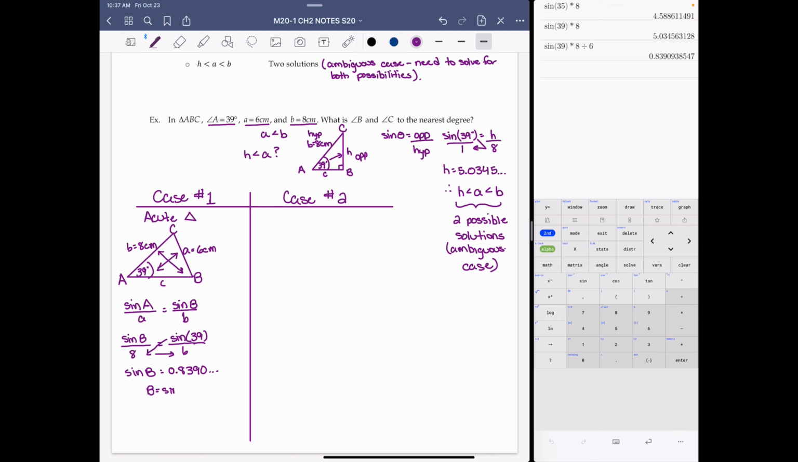Sine B equals 0.8390 dot dot dot, which means B equals sine inverse of 0.8390 dot dot dot. So I go second function sine, second function negative button to put the answer, and then enter to get 57.04. Rounded to the nearest whole number, B equals 57 degrees. Next, I want to find angle C. I know that the three angles in any triangle add to 180, so angle C would have to equal 180 degrees minus angle A, 39 degrees, minus angle B, 57 degrees. 180 minus 39 minus 57 gives me 84. So angle C equals 84 degrees.